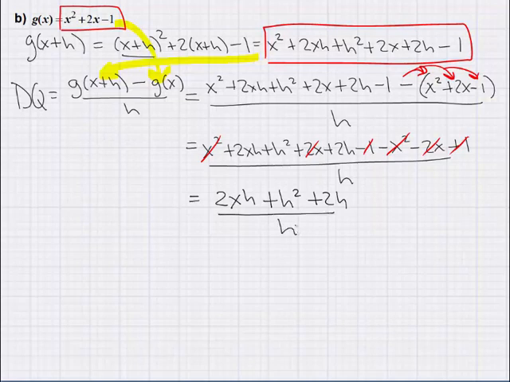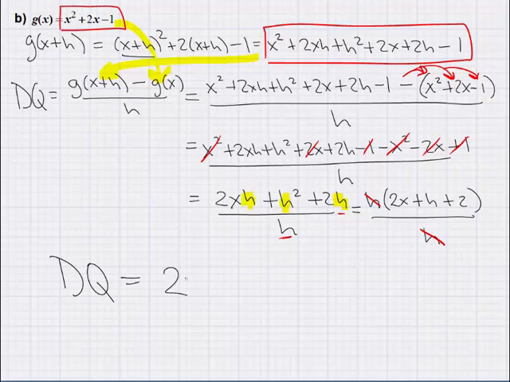My goal, cancel the h out of the denominator. Well, guess what? Every one of these terms has an h in it. I cannot just cancel one h here with, say, one of the h's here. That's not going to work. But what I can do is, since they all have an h in them, factor the h out, have 2x plus h plus 2 all over h, cancel these two h's now, and then what I have is my difference quotient is 2x plus h plus 2.